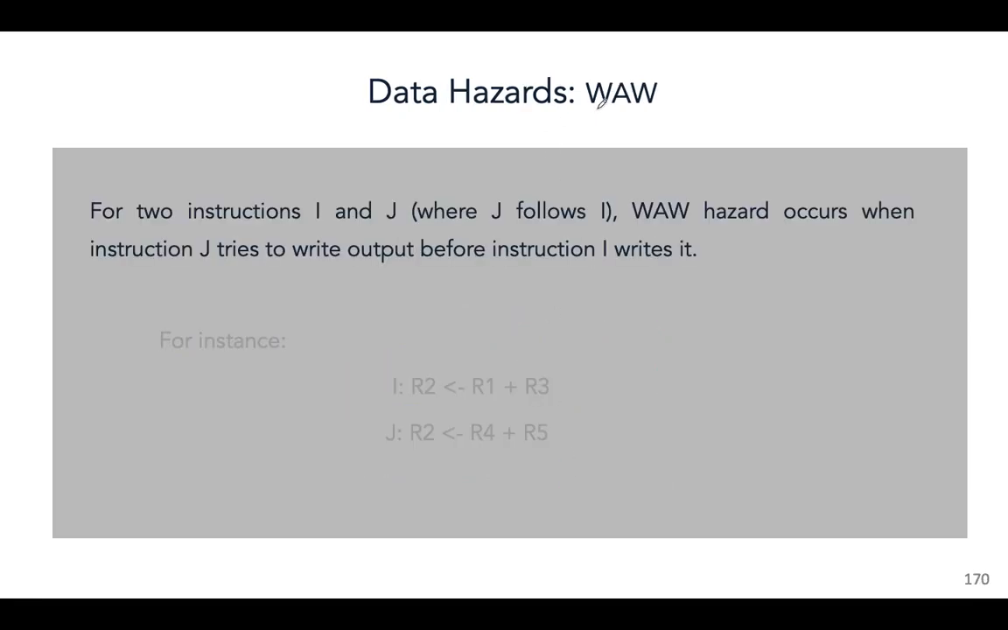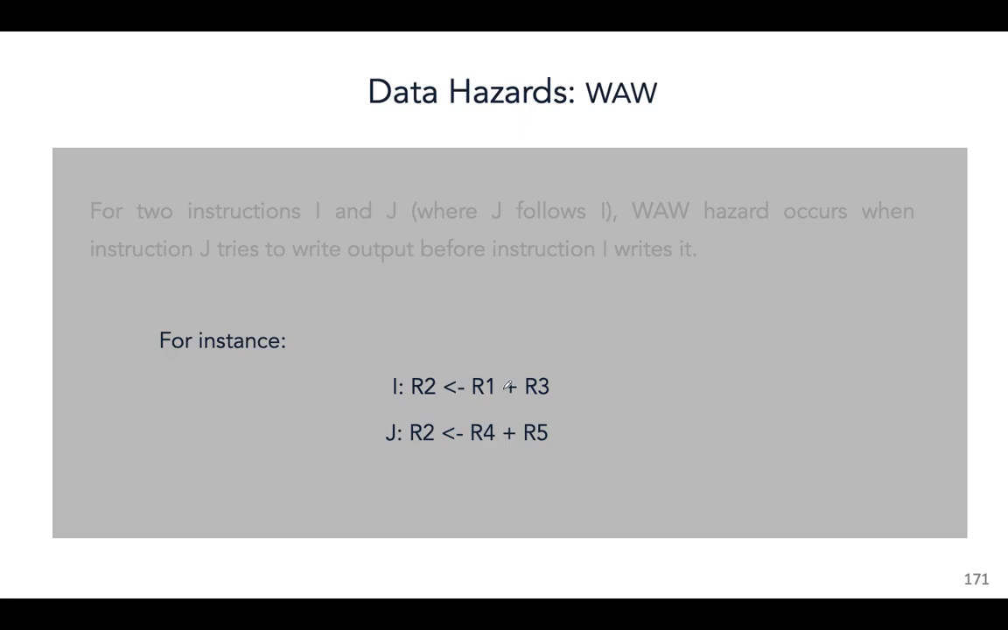The third kind of data hazard is WAW, write after write. Right? So both are trying to write. Again, we have two instructions, I and J. I comes first, J comes later. WAW hazard occurs when instruction J tries to write the output before I writes it. Now both of them are writing. In the previous two cases, one was reading, other was writing. Now both are writing. Again, consider an example.